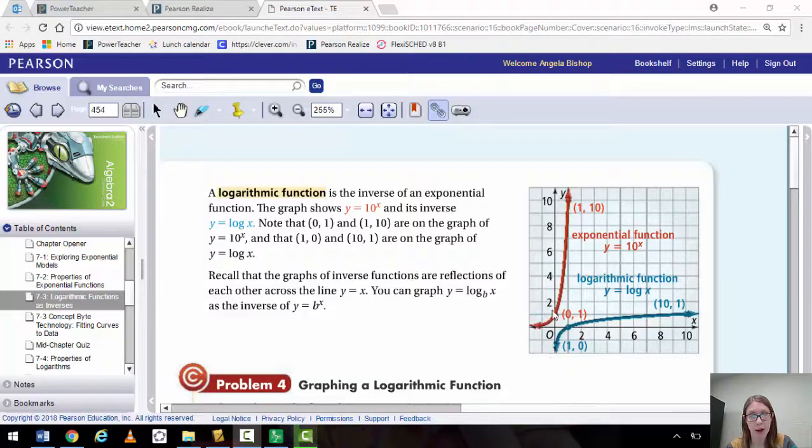So this point (0, 1) switches to become (1, 0), and that point is on our blue function, which is the equation y equals the log of x, and the base here is really 10. That's the common log. Remember that if the base isn't written, it's really a 10. So then this other point on our exponential function, (1, 10), flip the x and the y value around, we get (10, 1). Okay, so that's one of the main ideas when we are going to graph our logarithms, that if we think about what the exponential form would be, we can switch x and y values around there too.